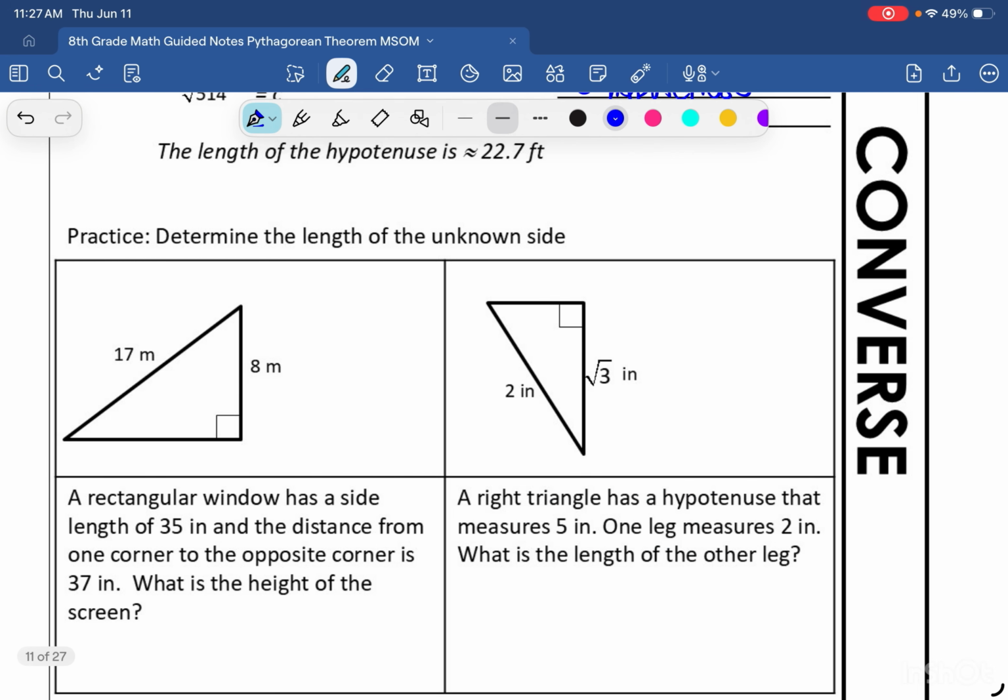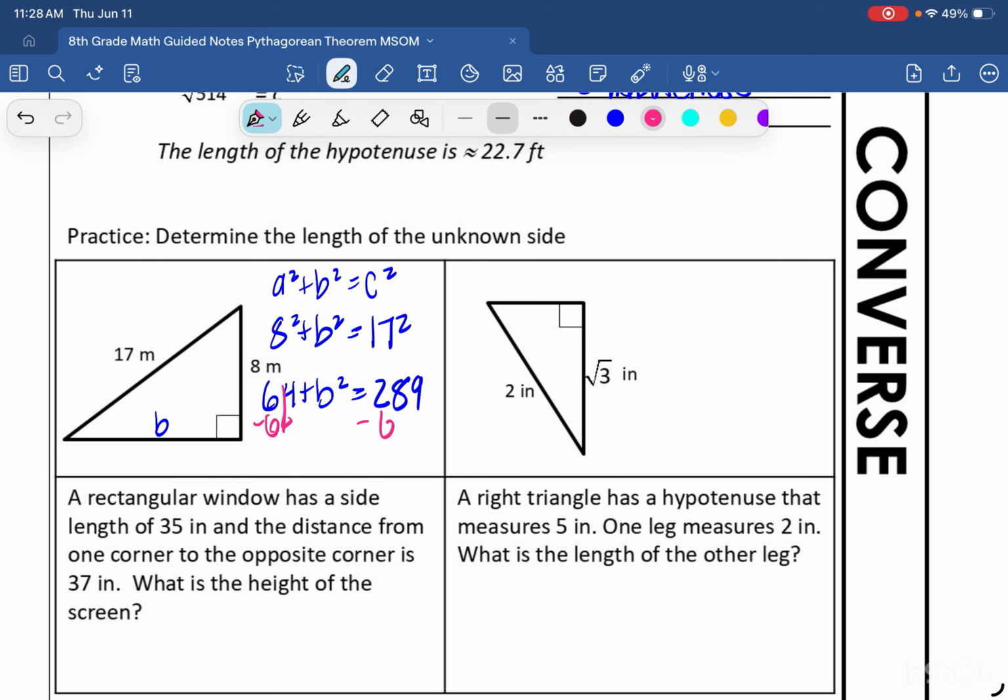Practice. Determine the length of the unknown side. So here I am given the hypotenuse and the length of one of the legs. So I'm going to start with my Pythagorean theorem, a squared plus b squared equals c squared, and substitute in. So 8 squared is one of my legs, b squared is one I don't know, c squared is the other one, so 17 squared. Simplifying, I have 64 plus b squared equals 17 squared, which is 289. And then I'm going to minus 64 from each side to get the b squared by itself. And I have b squared equals 225. And then I'm going to take the square root of each side, and I get b equals 15 meters.